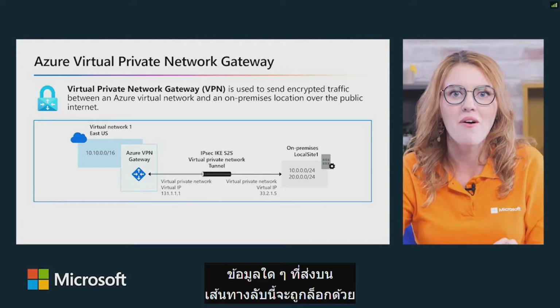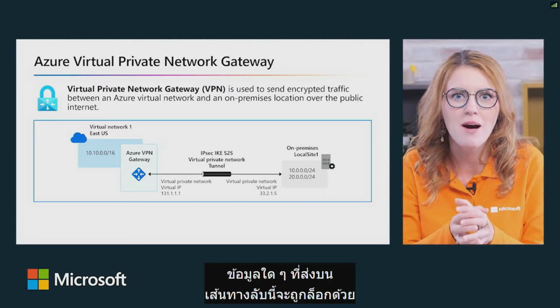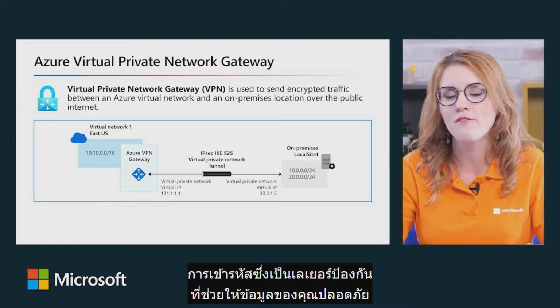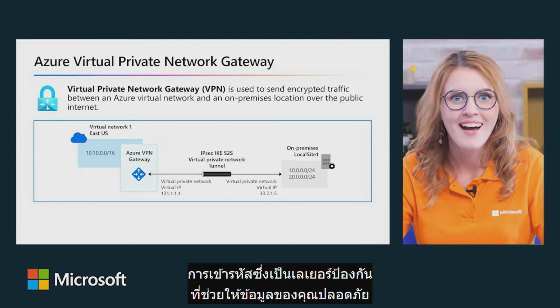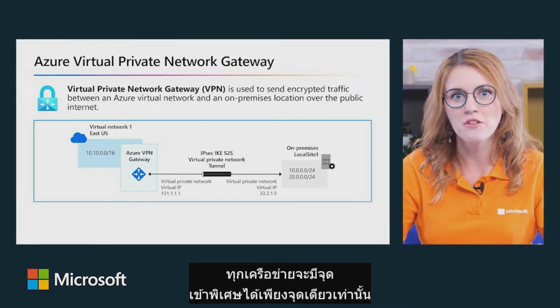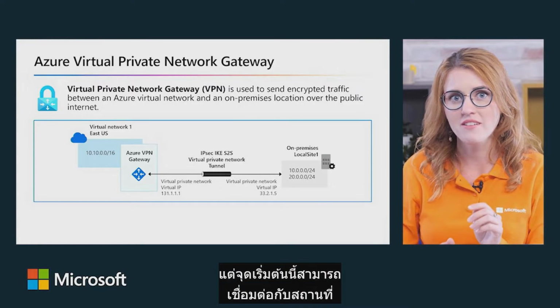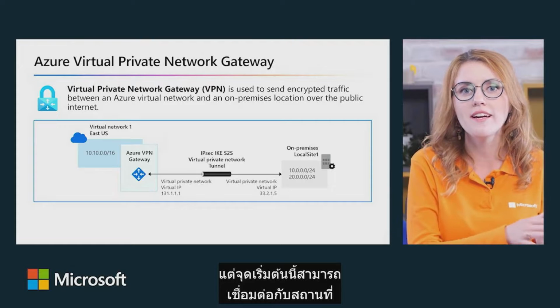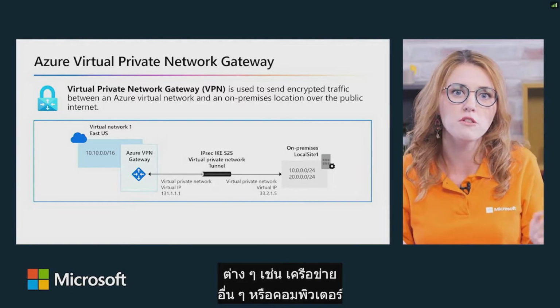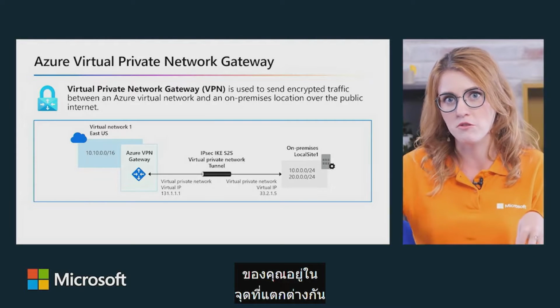Any data sent on the secret road is locked up with encryption, a protective layer that keeps your information secure. Every network can only have one special entry point for this secret road, but this entry point can connect to various places, like other networks or your computers located in different spots.